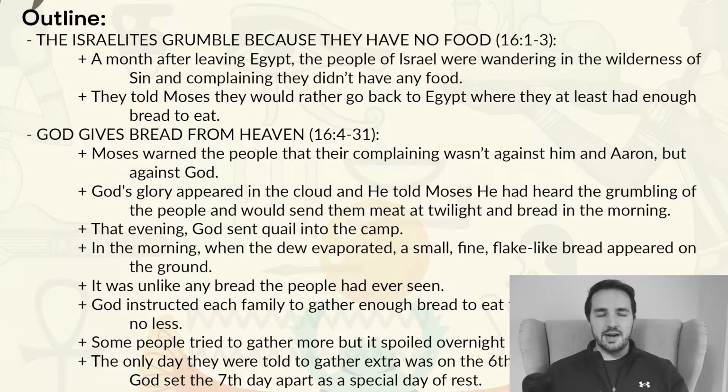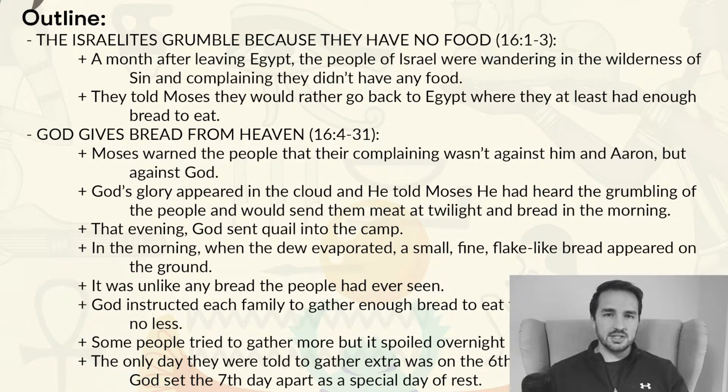And so now let's move into our outline. Verses 1 through 3 of chapter 16, the Israelites grumble because they have no food. And so we're back to complaining. They were complaining about water in the last chapter, now they're complaining about food. A month after leaving Egypt, the people of Israel were wandering in the wilderness of Sin, and they were complaining that they didn't have any food. They told Moses that they would actually just rather go back to Egypt, where they at least had enough bread to eat. I guess they forgot how hard it was back in Egypt.